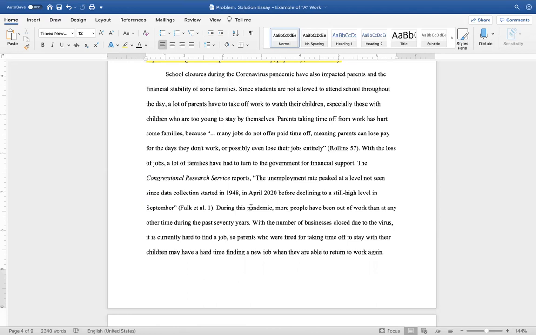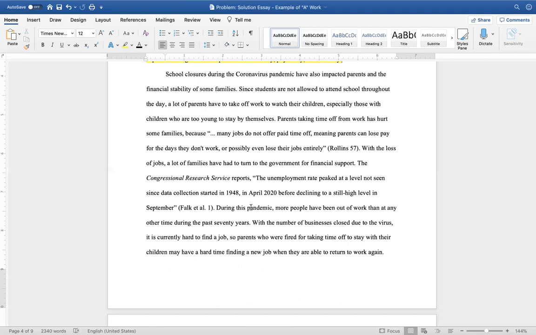School closures during the coronavirus have also impacted parents and the financial stability of some families. Since students are not allowed to attend school throughout a day, a lot of parents have had to take off work to watch their children, especially those with children who are too young to stay by themselves. Parents taking time off from work has hurt some families because many jobs do not offer paid time off, meaning parents can lose pay for days they don't work or possibly even their jobs entirely.